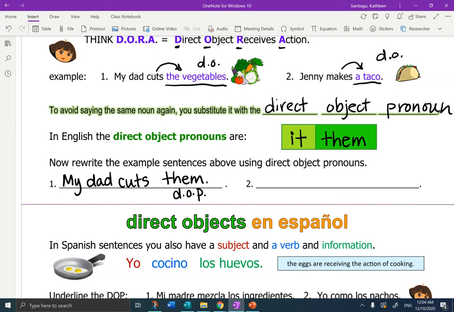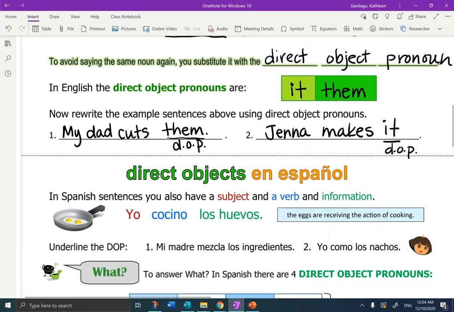Jenny makes a taco. Jenny makes. Does taco become it or them? It. Jenny makes it. Now you have a direct object pronoun. It takes the place of the direct object. So now that we understand it a little bit in English, how does this work in Spanish?